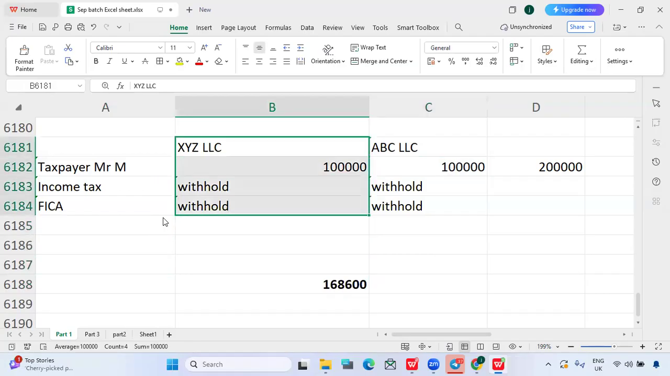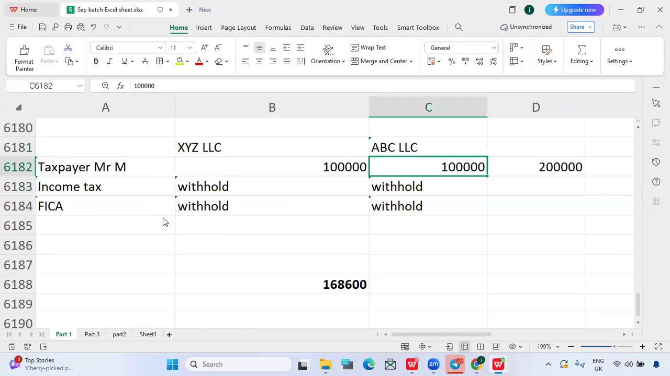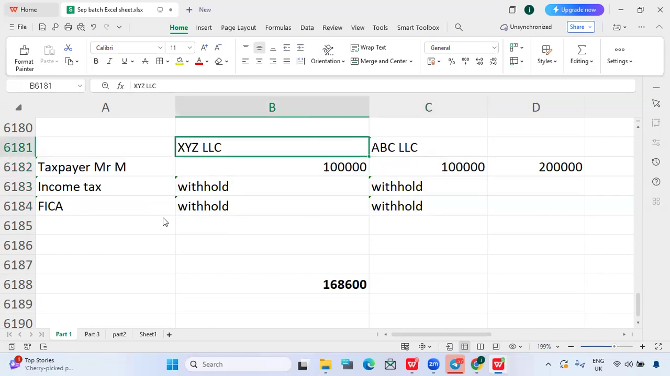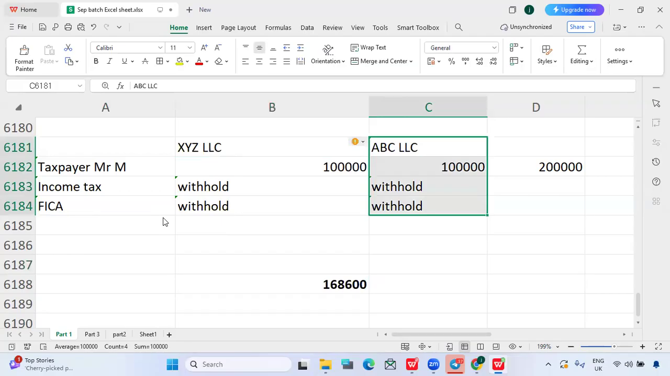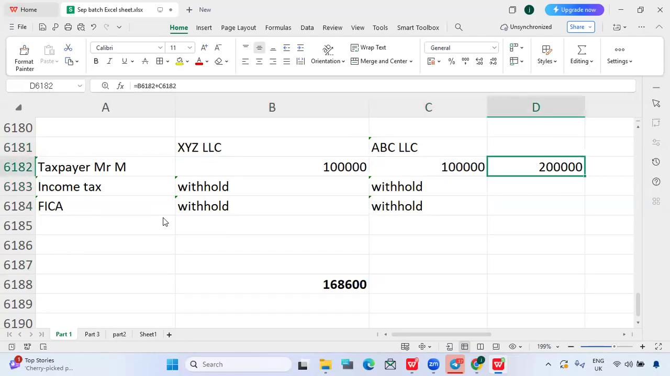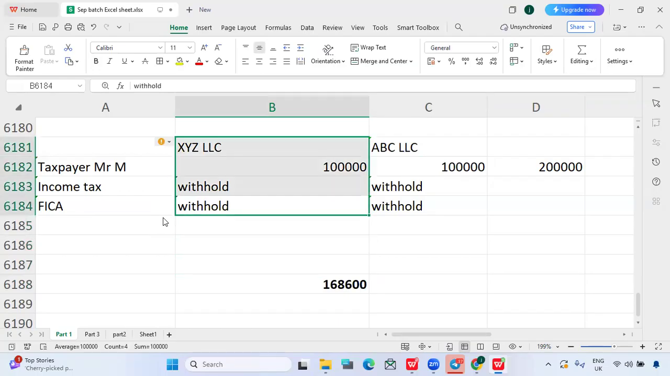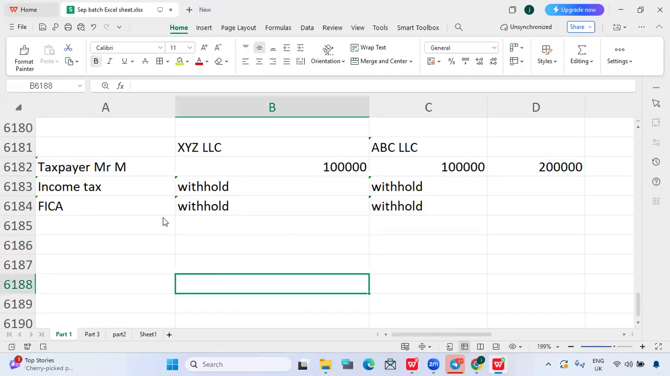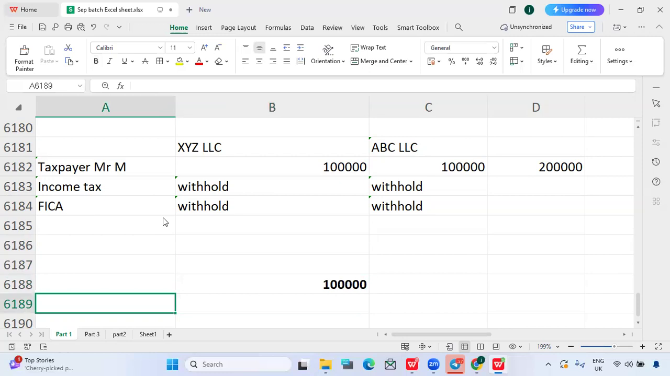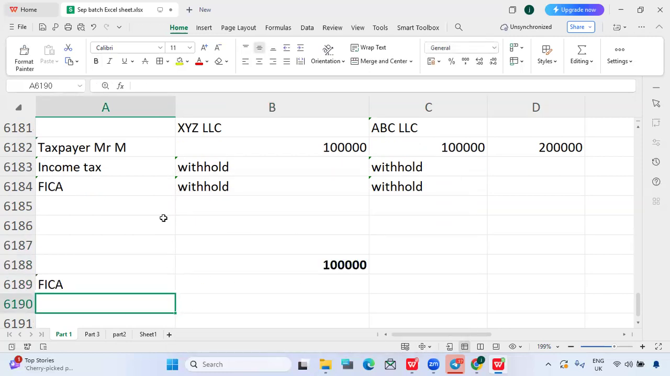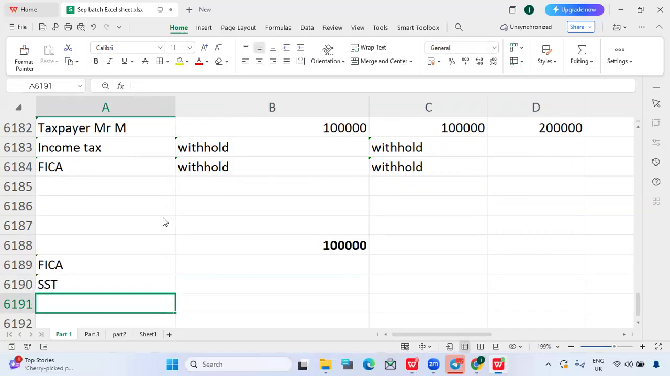So here, what happened? He's working for two companies, and XYZ LLC withheld FICA taxes and ABC LLC also withheld FICA taxes, because from each company's point of view the income is below 168,600. But from the individual's point of view, after year end, the income is more than 168,600. That means they have already done some withholding on the excess. So let's do some quick calculation. Forget about income tax; let's say FICA taxes, the Social Security taxes.